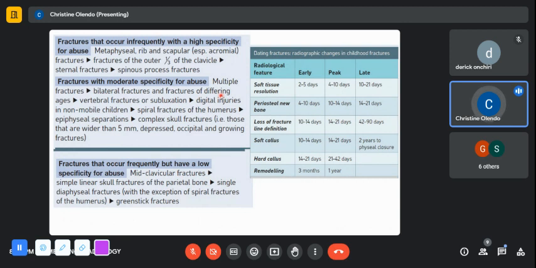Those that have moderate specificity for abuse are multiple fractures, bilateral fractures, and fractures of differing ages, vertebral fractures or subluxation, digital injuries, epiphyseal separation, and complex skull fractures as well. Fractures that occur frequently but have a low specificity are mid-clavicular fractures, fractures of the parietal bone, single diaphyseal fractures with the exception of spiral fractures, and greenstick fractures.